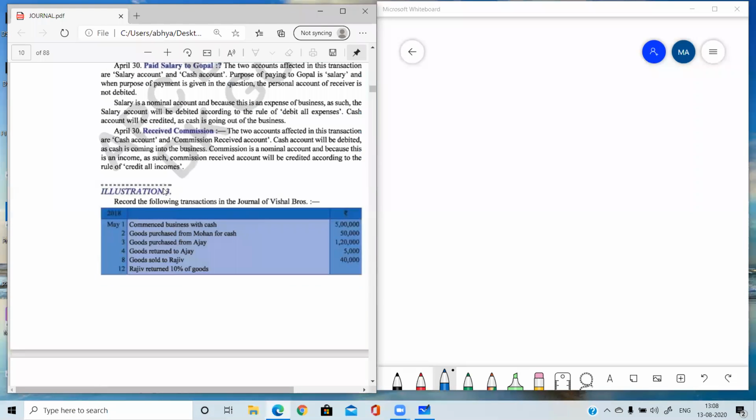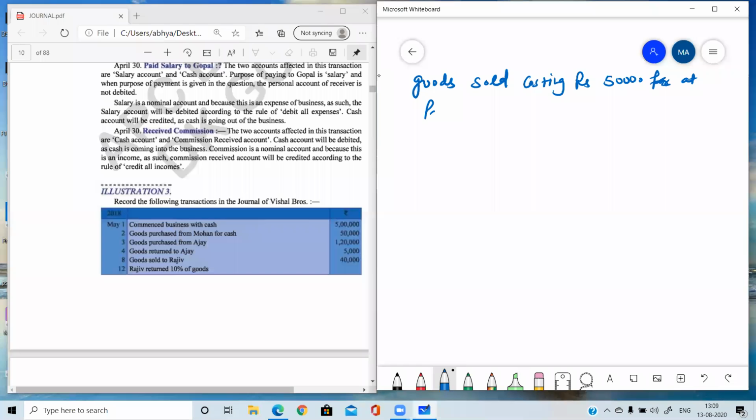Okay. For example, first entry, goods were sold, goods sold costing rupees 50,000 at a profit of 10%. So please tell me the entry for this transaction. Goods sold costing rupees 50,000 at a profit of 10%.